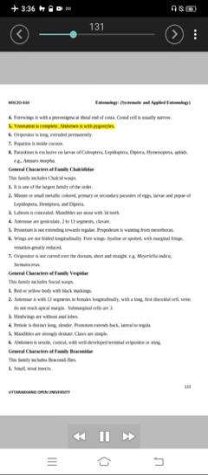6. Ovipositor is long, extruded permanently. 7. Pupation is inside cocoon. 8. Parasitism is exclusively on larvae of Coleoptera, Lepidoptera, Diptera, Hymenoptera, aphids. E.g., Amorphomorpha.